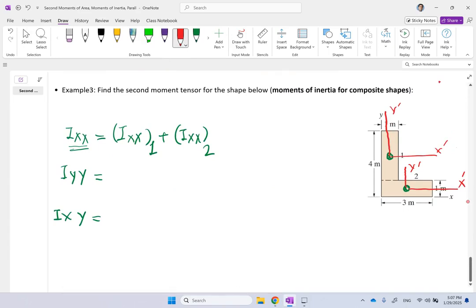So how do I calculate this? We say, well, for shape 1, I knew it for this x prime. How much is it? And this is your shape. Based on the formula, it is this width, which is 1 meter, times the height. Now, height of this shape is 3. So it's going to be 1 times 3 cubed over 12.